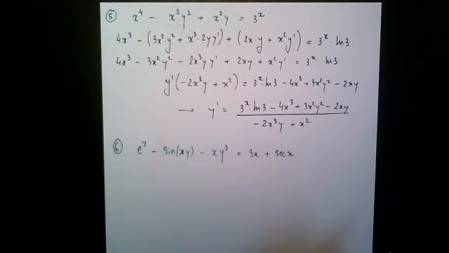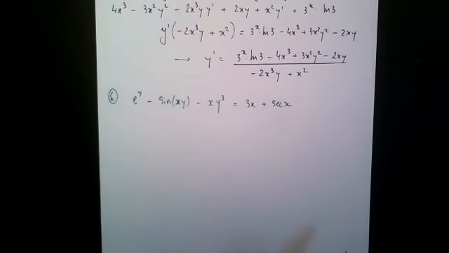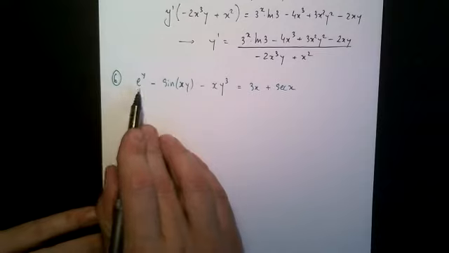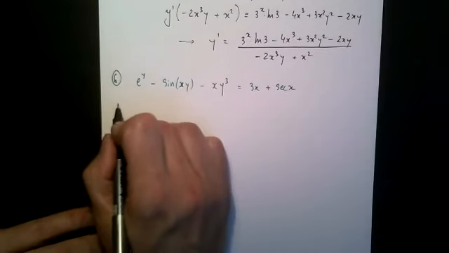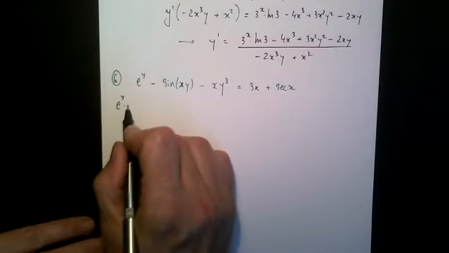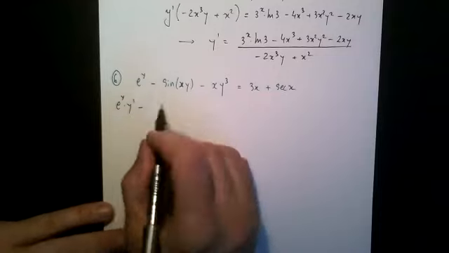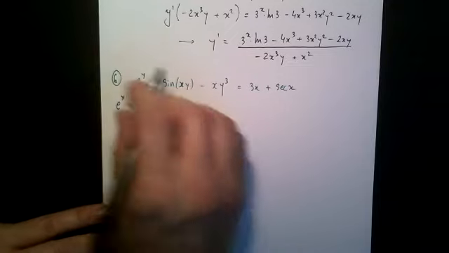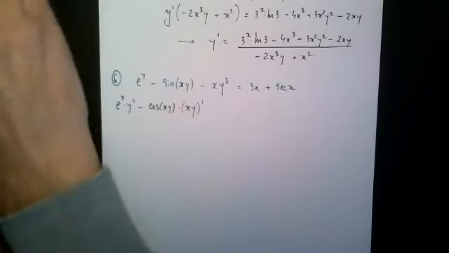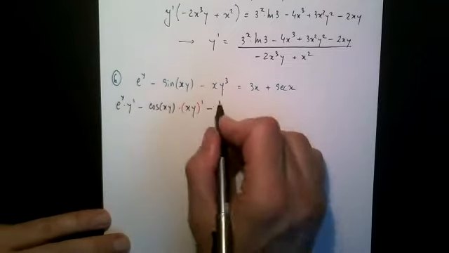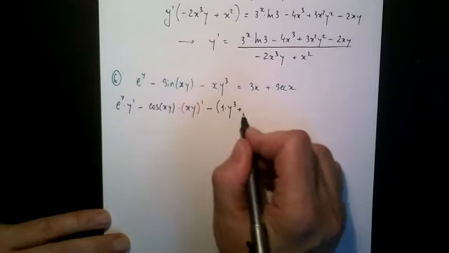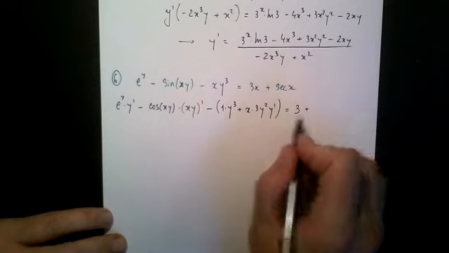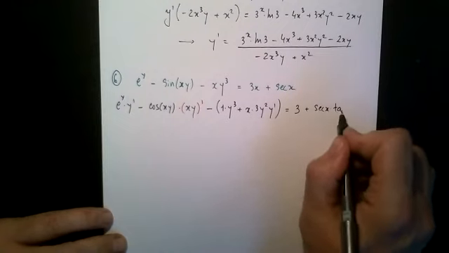Since we don't have much time left in the class, I will just do it right away. At least you will have it in your notes. So let's do it. The derivative of e to the y is what? It stays e to the y times y prime, right? Don't forget, still chain rule. Minus the derivative of sine is cosine. So cos of xy times the derivative of the inside. Minus, and here I have a product rule. So 1 times y cubed plus x times 3y2y prime equals 3 plus the derivative of secant is secant x tangent x.